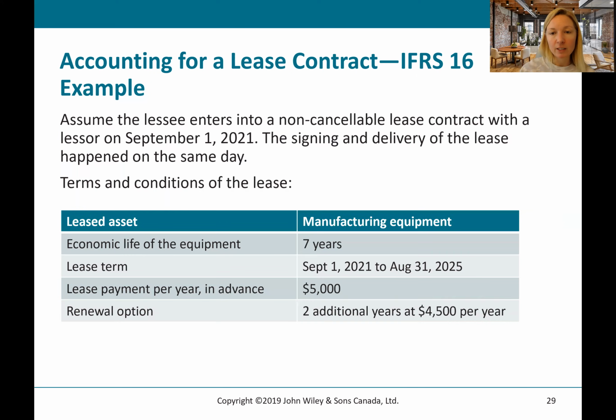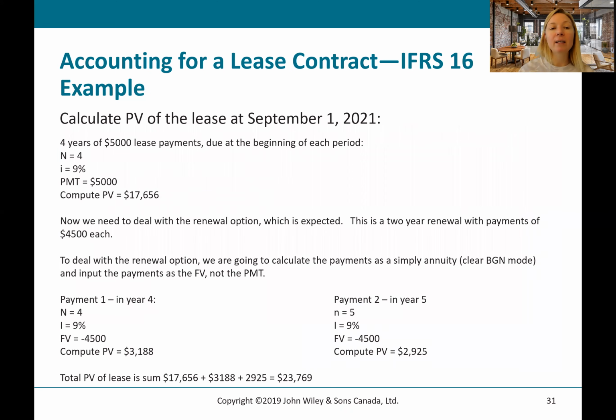And that was given here. Lease payment per year in advance, it says, is $5,000. So that's where we got that input. And we're just going to click compute present value. And we'll get $17,656. So that's perfect for the base lease.